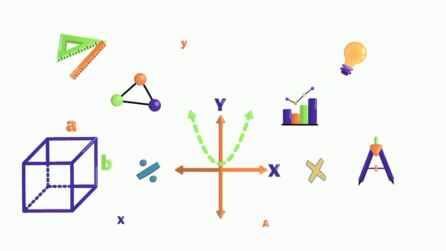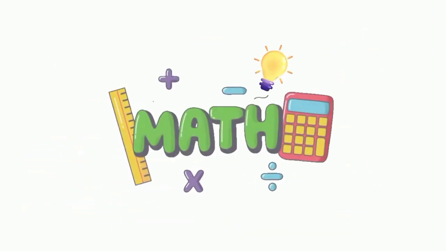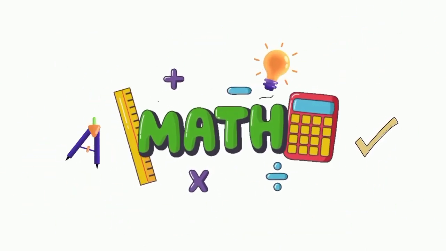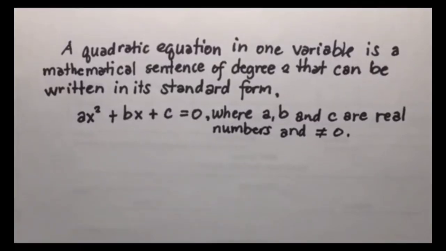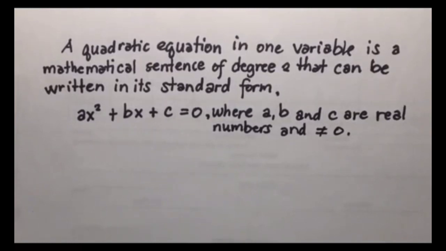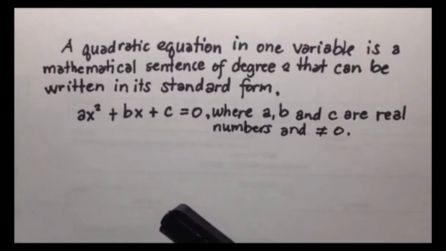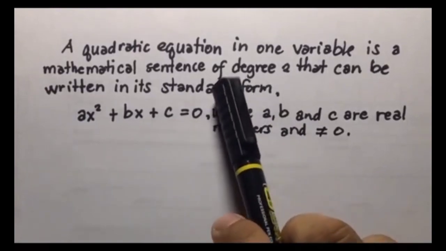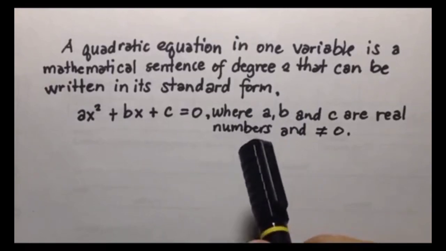For today's video, I'm going to discuss how to identify quadratic equations. A quadratic equation in one variable is a mathematical sentence of degree 2. So when you say degree 2, in that equation, the highest exponent is 2. Again, the meaning of degree 2 is that the highest exponent of that given equation is 2.